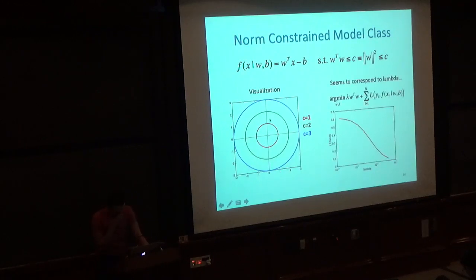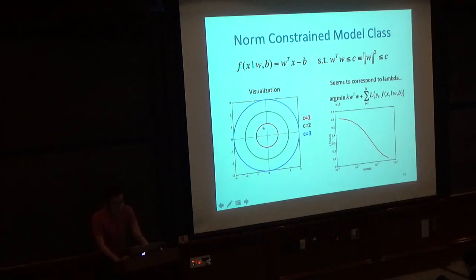Okay, so here I'm plotting the L2 norm of the W. That's the result of this optimization problem. And as lambda increases, the W gets smaller. And as C decreases, the W that you'll learn will also get smaller.